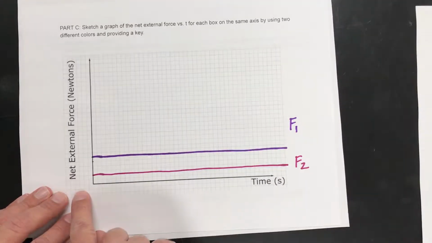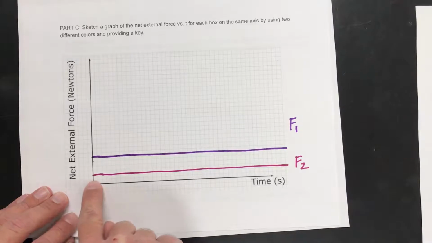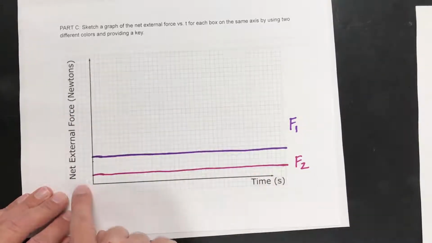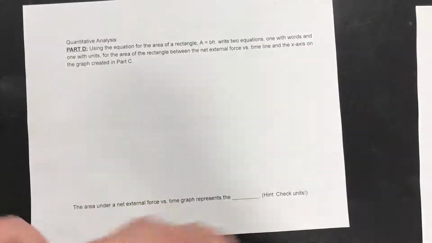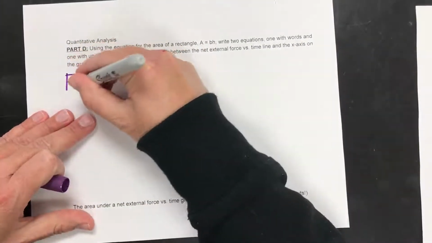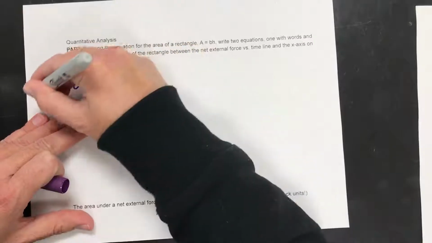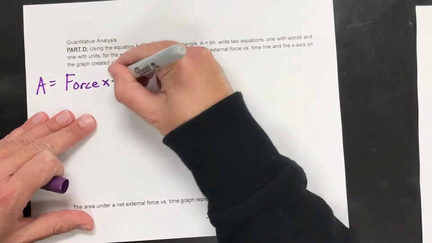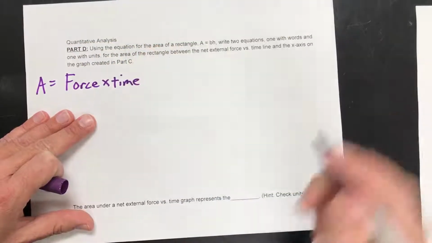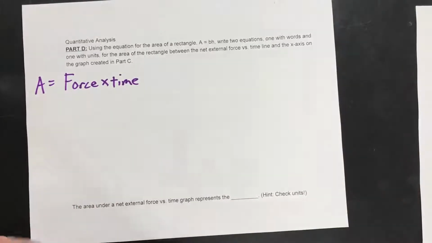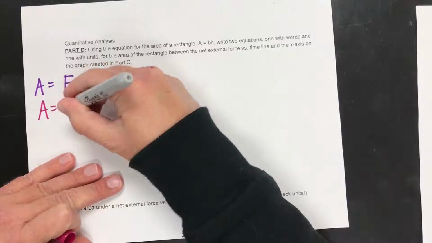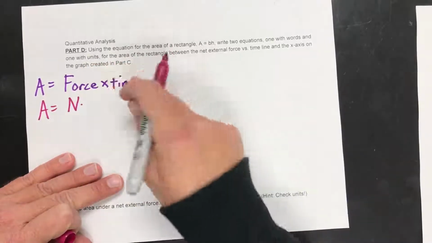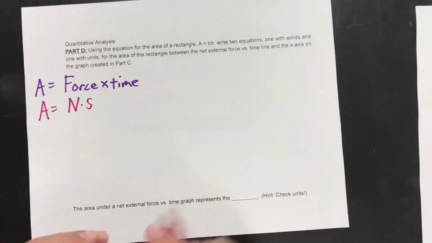Let's do it with words first. It will be height times base, or base times height. So force on our y times time on our x there. So our equation for the area is force times time. So that's our word equation. Well, we could also think about it in terms of units. So the area will be newtons for the force and seconds for the time.